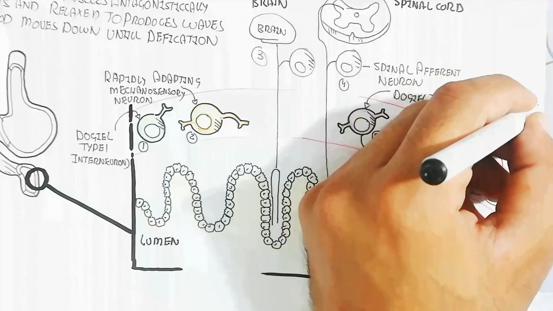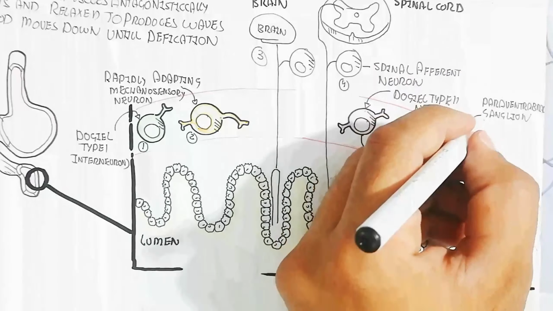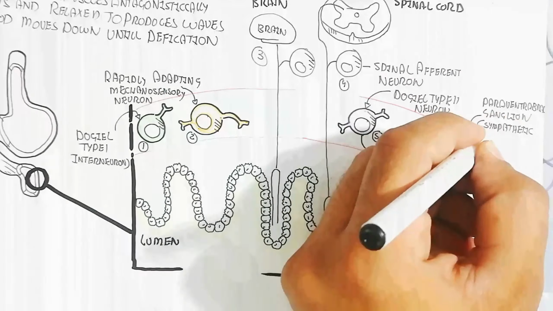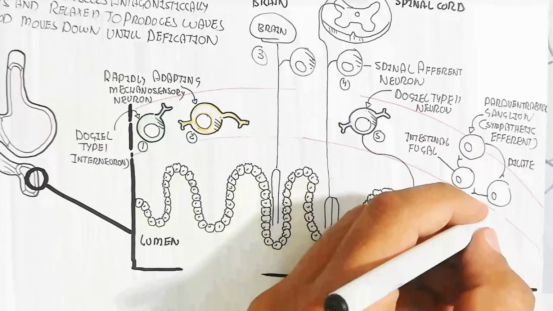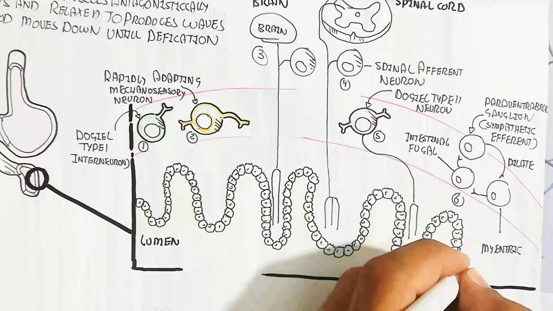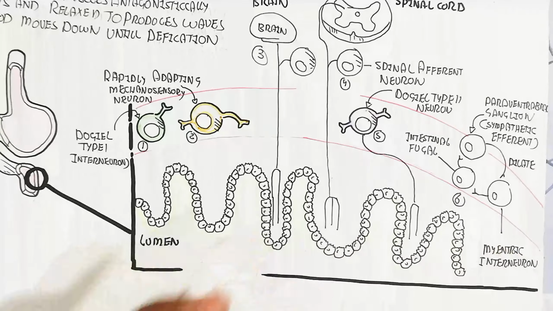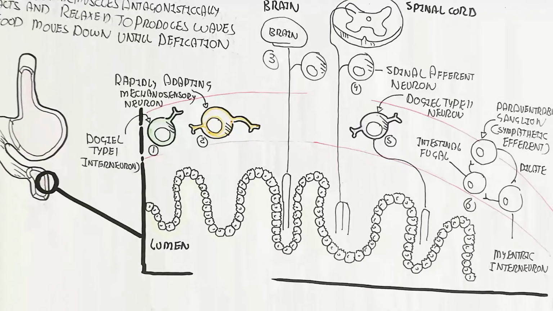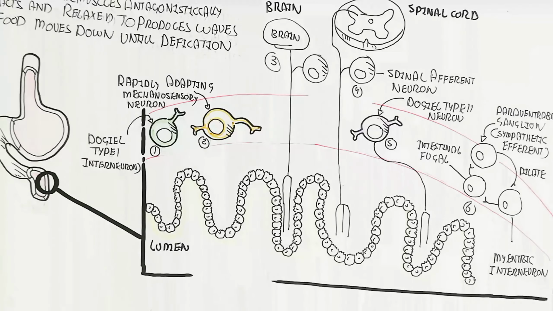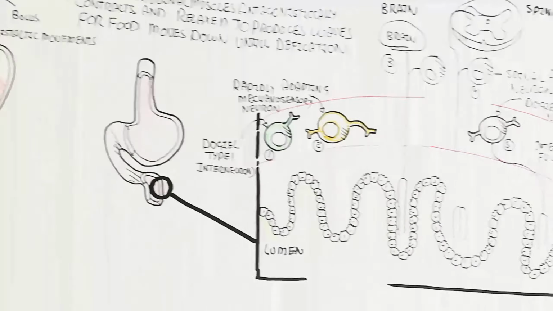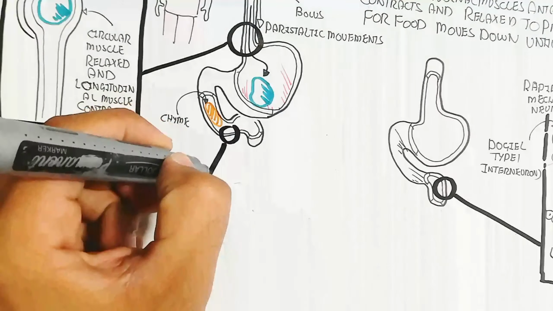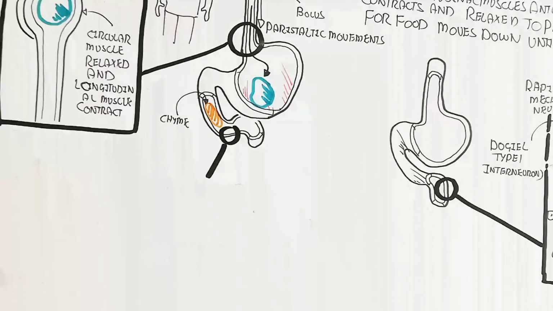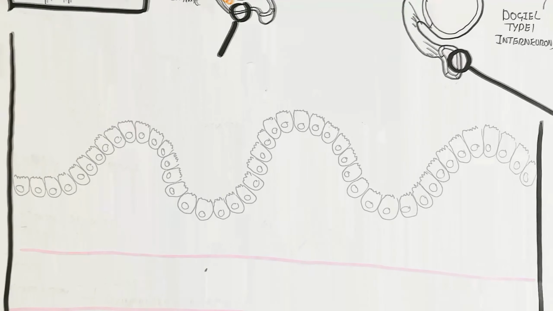paravertebral ganglion, the sympathetic efferent, which allows dilation of the gastrointestinal tract and gives the signal via a nerve impulse to the myenteric interneuron. The myenteric interneuron is involved in the contraction of the circular muscle and dilation of the longitudinal muscle behind the bolus, or behind the food.